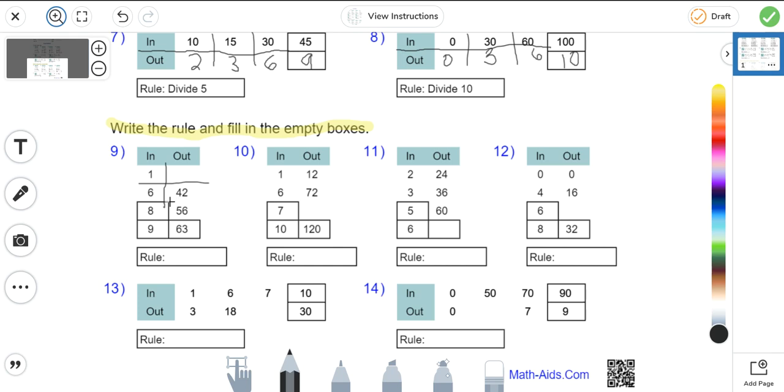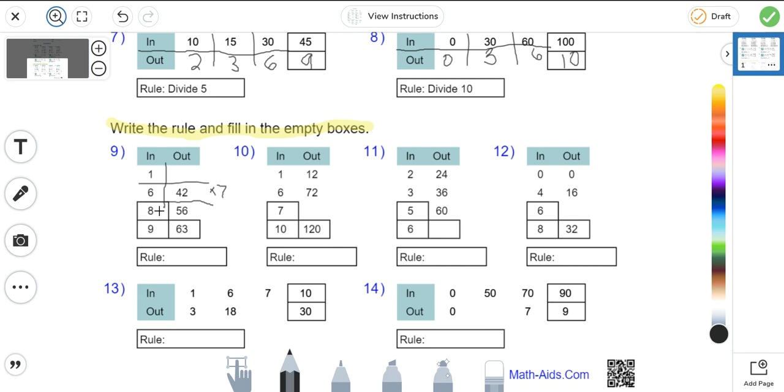6 times something is 42. I'm going to count by 6s and see how many it takes me to get to 42. So 6, 12, 18, 24, 30, 36, 42. I had to count 7 times. So I'm going to put a little times 7 right here. And then I'm going to pick another number to check.